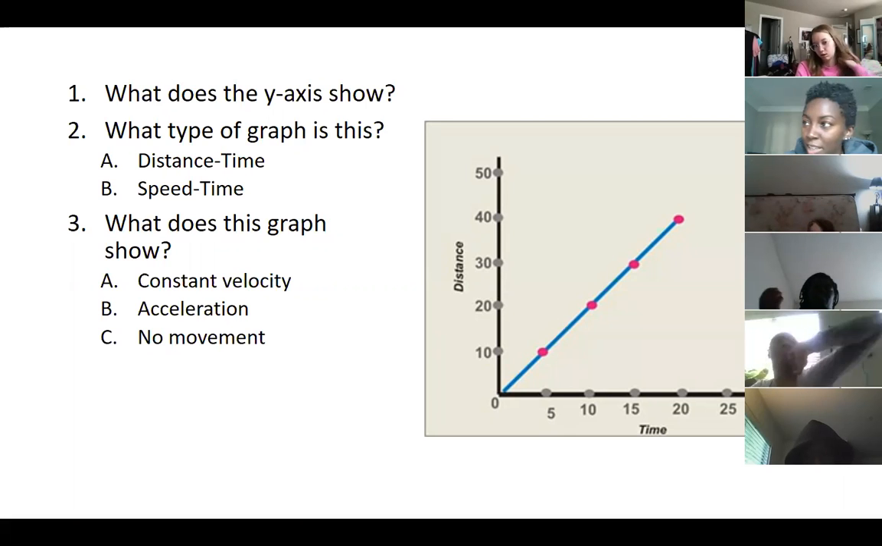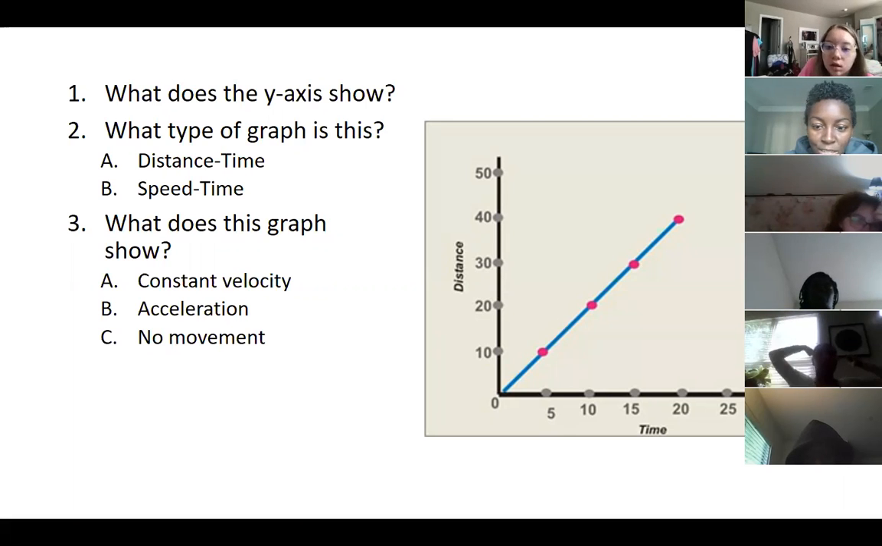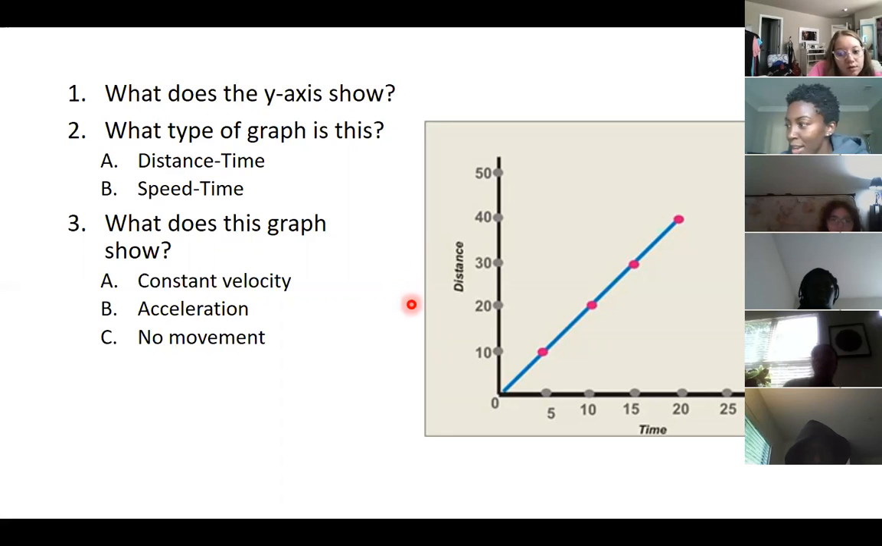All right, Kaylee, what does the y-axis show? The y-axis shows the speed. Speed on this one? Show me where. Wait. The y-axis shows the distance. Very nice. Y-axis shows distance. Stephanie, what type of graph is this? Distance time or speed time?